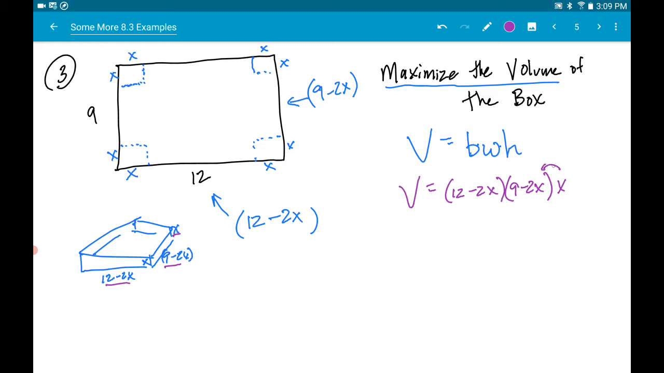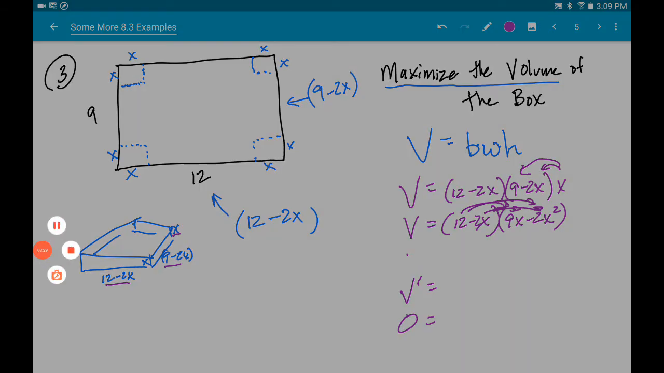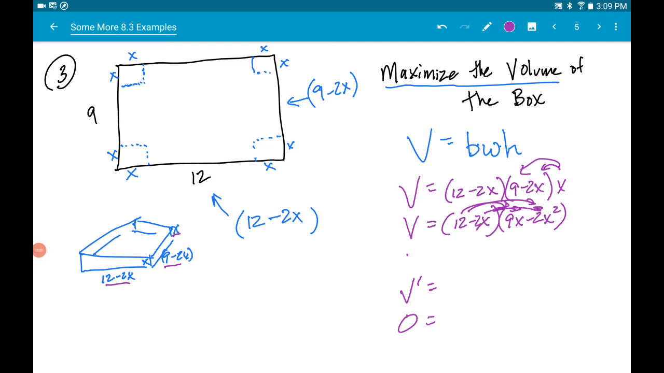Personally, I would distribute and maybe write this as 9x minus 2x squared. And I would distribute maybe one more time to try to get a cubic. And then after I distribute, then it's time for me to take the derivative and then set it equal to 0, and bada bing, bada boom. So check that out, and if you're having trouble seeing it, get out a piece of paper, cut out the corners, and try to fold it. Have some fun with it.